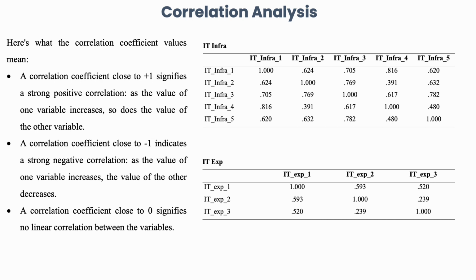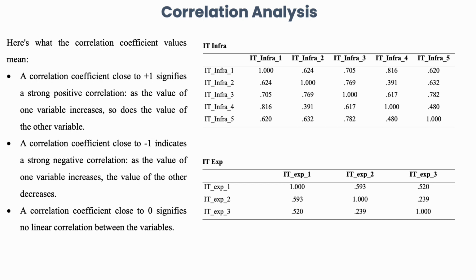If we look at the IT experience table, the analysis shows that there is also a positive correlation between all items. IT experience 1 has a moderate positive relationship with IT experience 2, 0.593, but a weaker positive correlation with IT experience 3, 0.520. This suggests that IT experience 1 is moderately associated with IT experience 2 and somewhat associated with IT experience 3 in a positive direction.